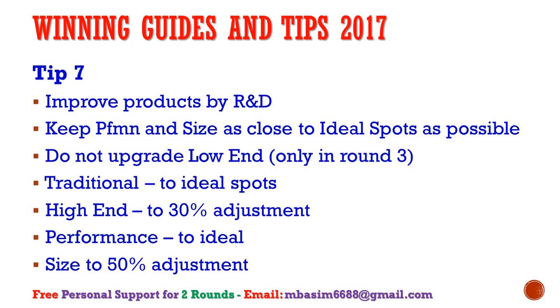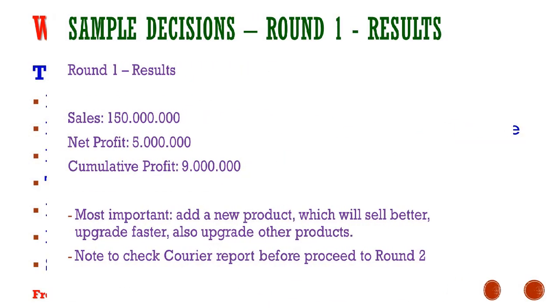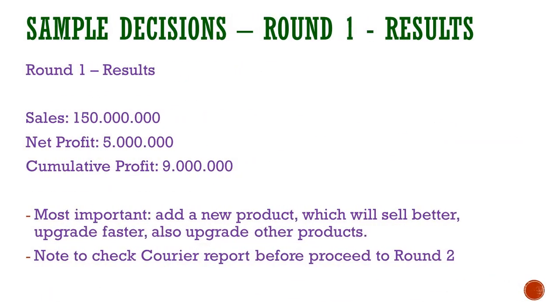Tip number 7: we improve the products by doing R&D. We need to create an Excel file to keep track of our strategy over 8 rounds. Keep performance insight as close to the ideal spot as possible. And do not upgrade the low-end product in round 1. We need to do so in round 3.